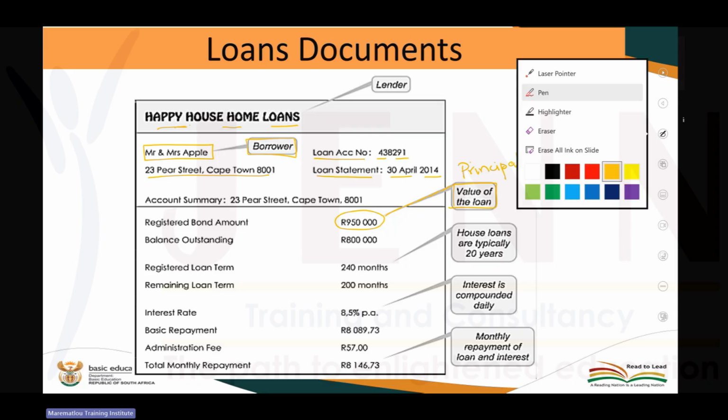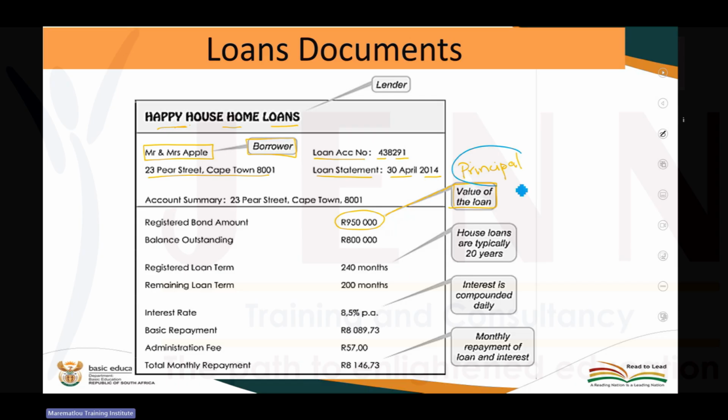They are borrowing from what? Happy House Home Loans. "Please, we really need a house, but we can afford it. Here are our salary advisors. We'll be able to pay you, but we don't have this 950,000. Can you please, Happy House, give us the 950,000 so that we can give it to the owner or to the bank, so that we can just pay you on a monthly basis."